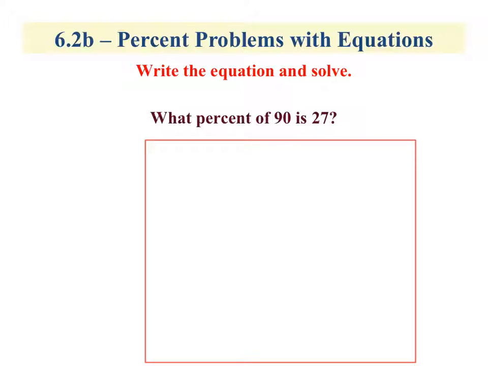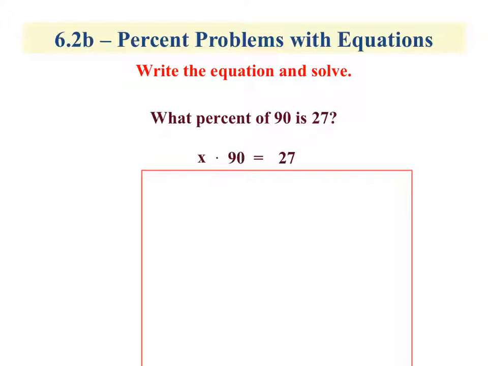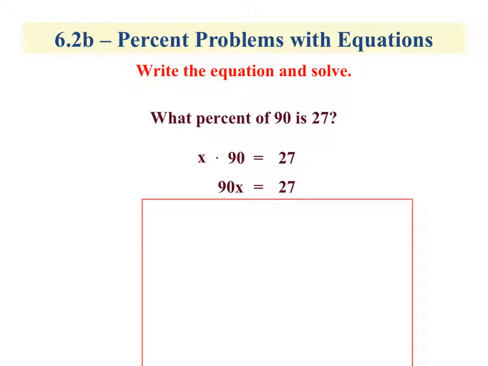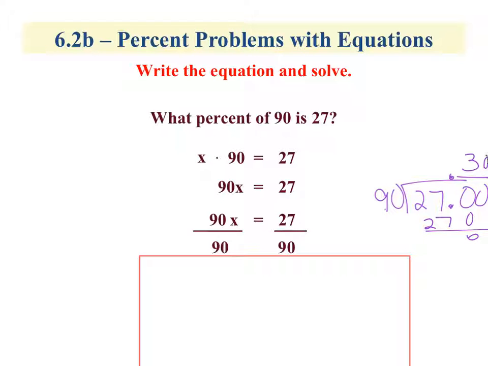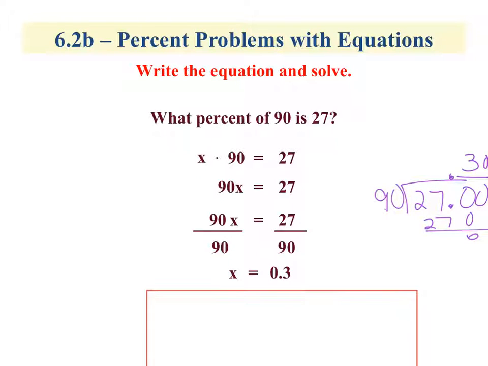Writing it as an equation. What percent, so x times 90, what percent times 90 equals 27? That's the same thing as 90x equals 27. Divide by 90 on both sides. And when you divide, long division, 27 divided by 90, have to write a decimal point, add a 0. 90 goes into 270 exactly 3 times. That gives you 270 with 0 left over. So x is equal to 0.3.